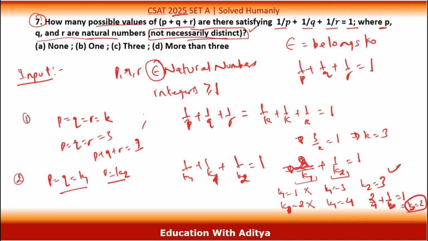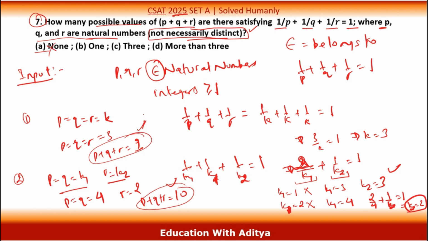So that's another value. P equals Q equals 4 and R equals 2. So P plus Q plus R is 4 plus 4, 8, 10. So one more value has come. We have found two cases which satisfy the given condition. Now we look at the options. Option A says none, which is wrong. Option B says 1. Option C says either 3 or more than 3. So there is no option for 2. So there exists at least one more value of P, Q, R which is going to satisfy this condition.